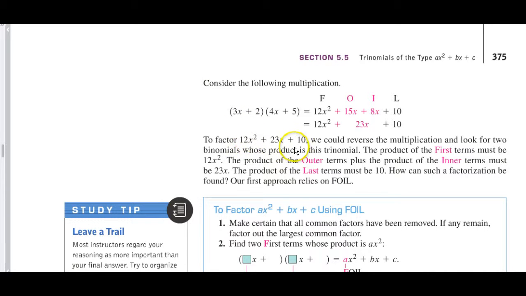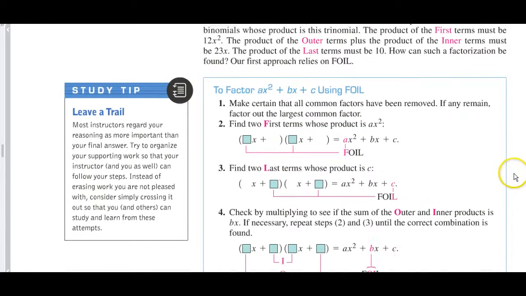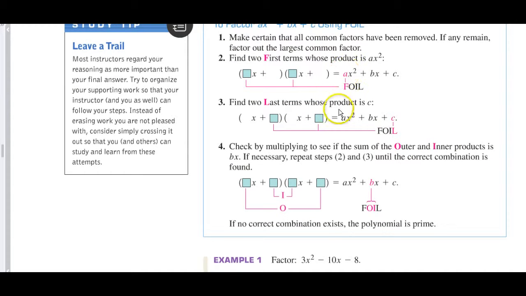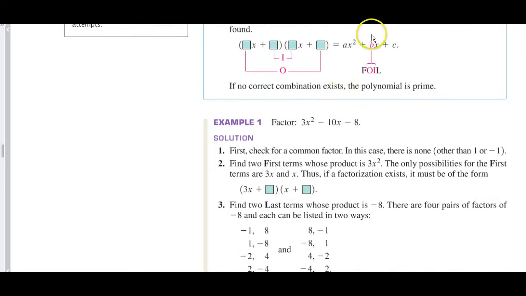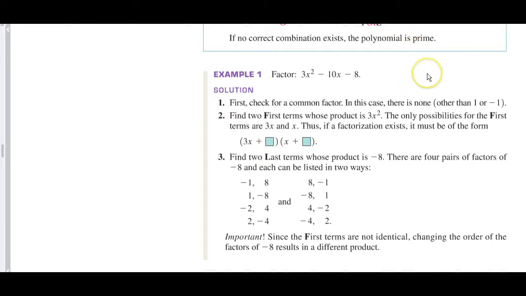So here's where the artisan skill comes in. And they're giving us a protocol to do it. And it's sort of undoing the FOIL. So again, you can spend some time looking at that. I will get to work on an example and show you the technique.